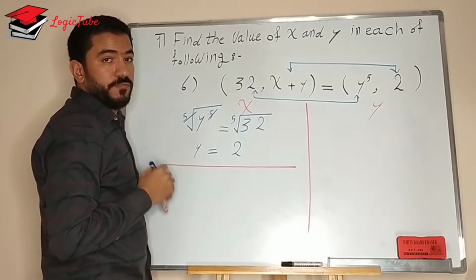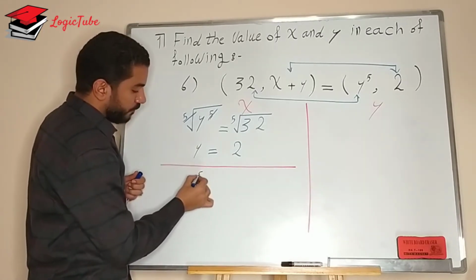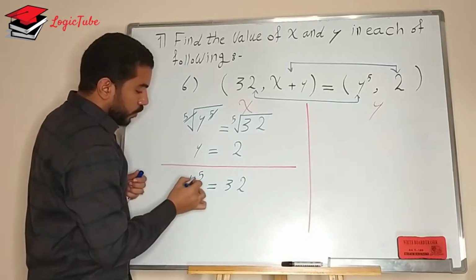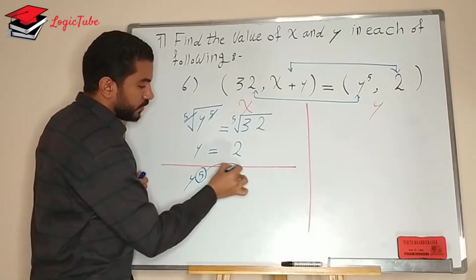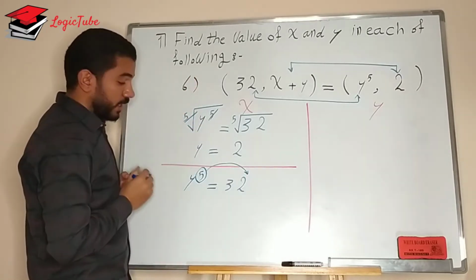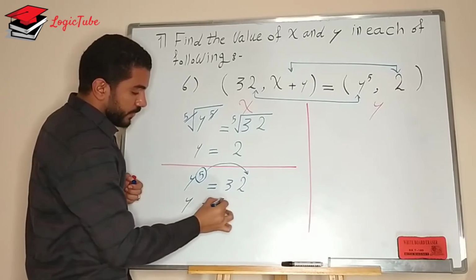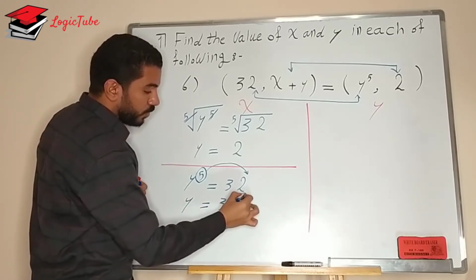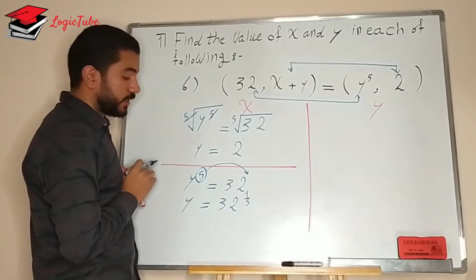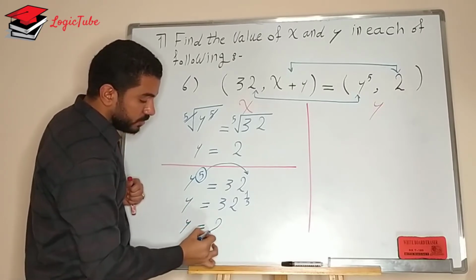We can find the value of it by another method. Here we have y power 5 equals 32. We'll take this power to the other side by its reciprocal. It'll be y equals 32 power 1 over 5. I'll put it into the calculator and find the value of it. It'll be y equals 2.